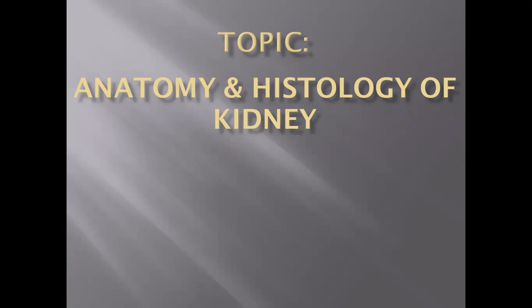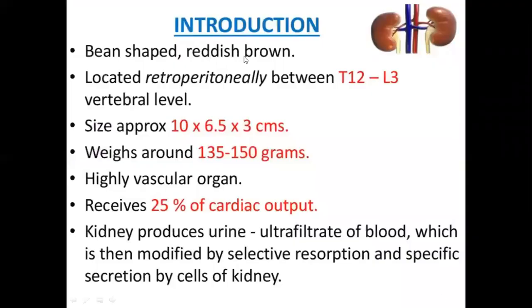So today we will discuss the anatomy and the histology of the normal kidney. As we know, the kidneys are bean-shaped organs located in the lower abdominal cavity and they are retroperitoneal in nature. Literally, the meaning of retroperitoneal is that they are not covered by any serous membrane, unlike the other organs in the abdominal cavity, such as the stomach, liver, or other organs.